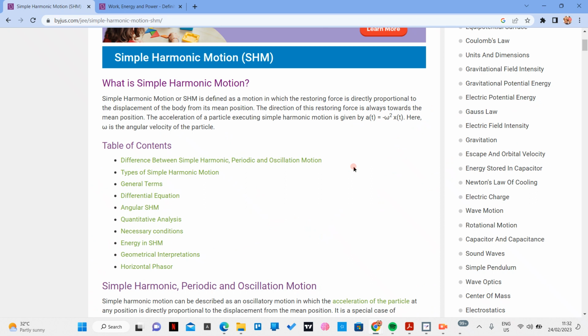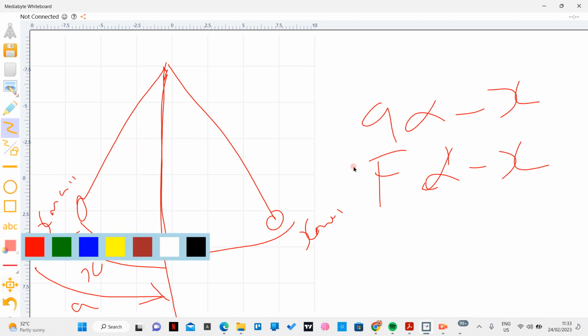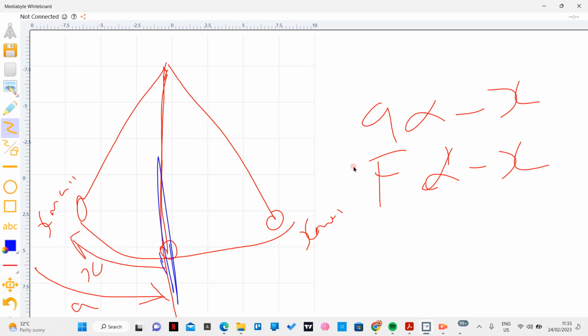Okay, so they've written the formula. So you have the acceleration towards the mean position. I forgot to mention something you should take note of when you are dealing with simple harmonic motion. You have the equilibrium position. Equilibrium position is the state of rest, the point the object is at when it's in the state of rest. So this is the equilibrium position.